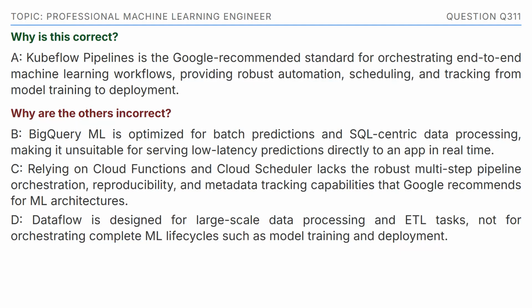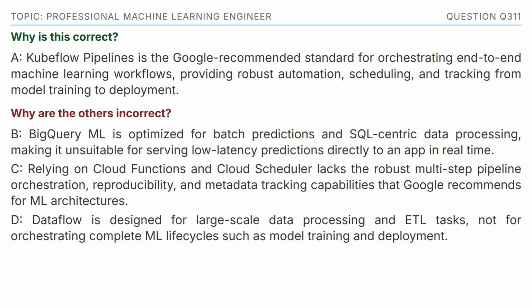Why is this correct? A. Kubeflow pipelines is the Google recommended standard for orchestrating end-to-end machine learning workflows, providing robust automation, scheduling, and tracking from model training to deployment. Why are the others incorrect?